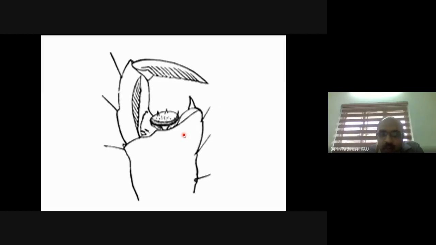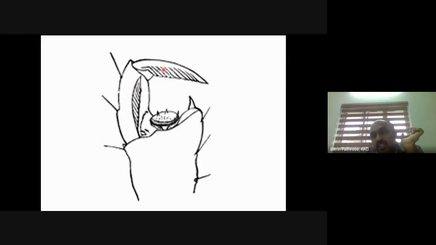Tibia is stout and it has a thumb-like projection. You can see it over here. This is the tibia. It has a thumb-like projection, and at the tip of the thumb there is a spine. And this is the tibia, tarsus, and the pretarsus.